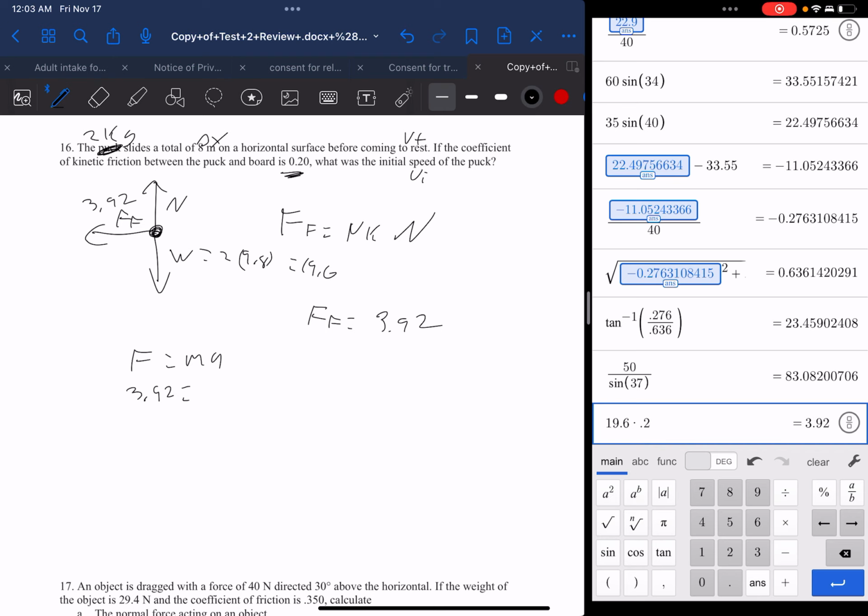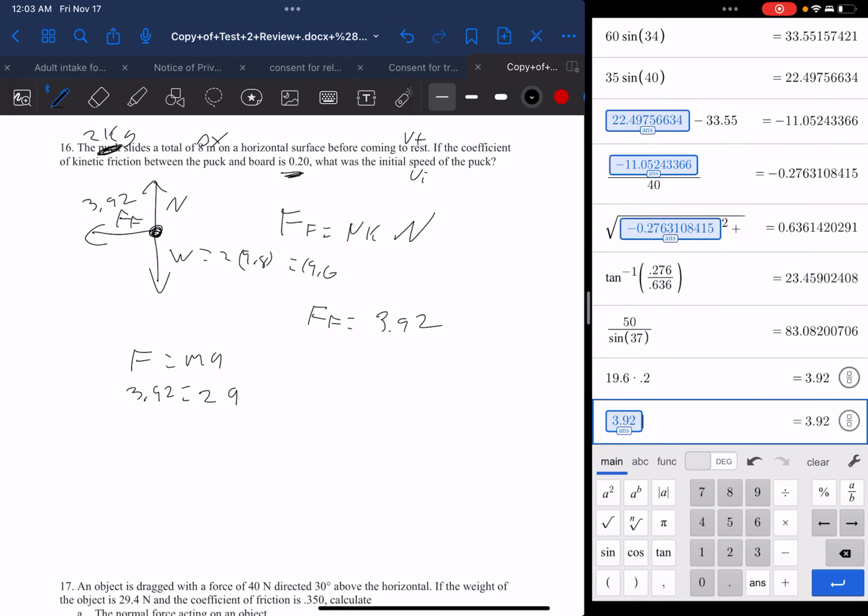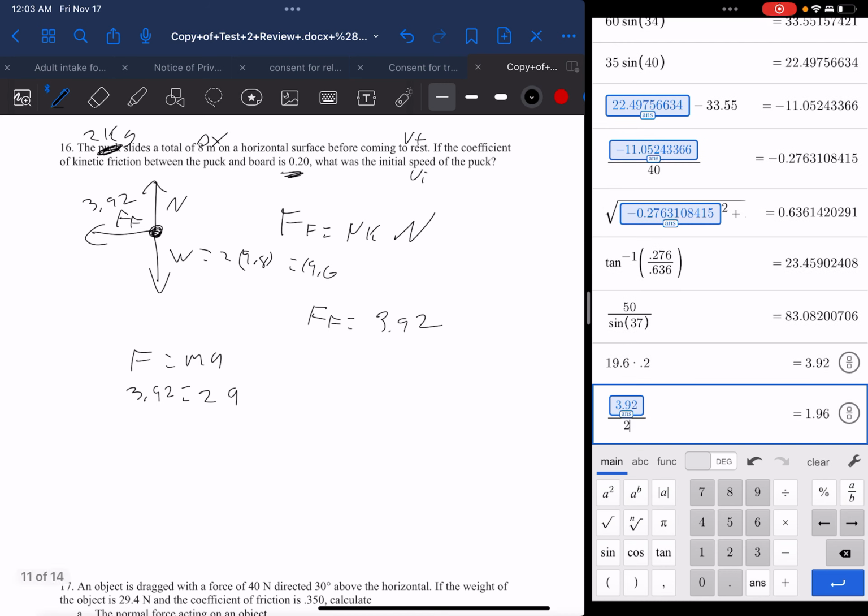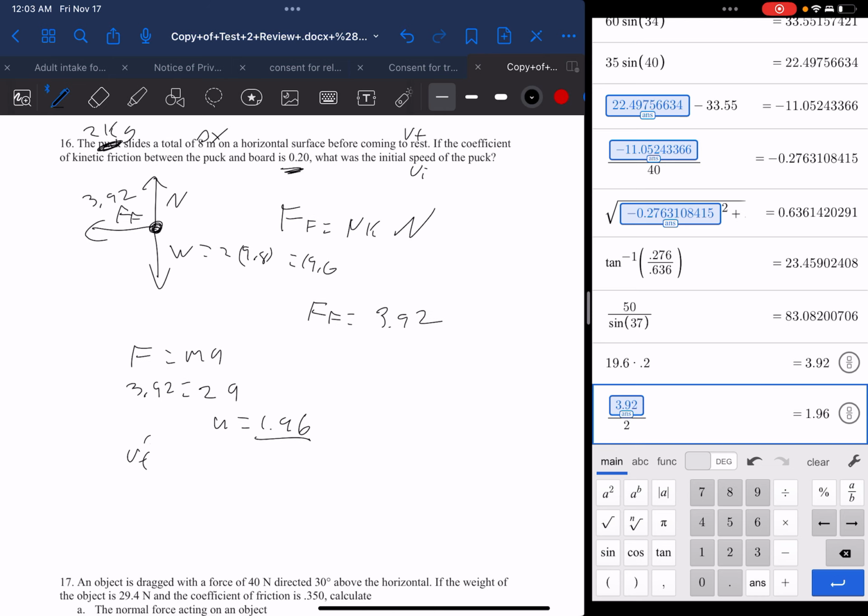3.92 equals the mass, which is 2 times A. Divide both sides by 2, and that gives us an A of 1.96. Back to the kinematic question. Now we know A, we know VF, we know delta X, and we're looking for VI. So VF squared equals VI squared plus 2A delta X. 0 squared equals VI squared plus 2 times 1.96 times 8.